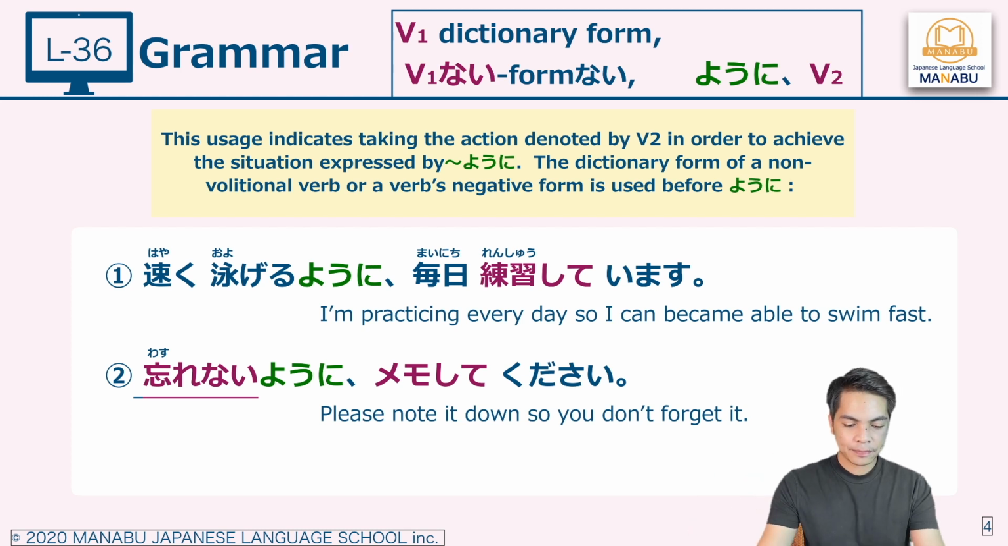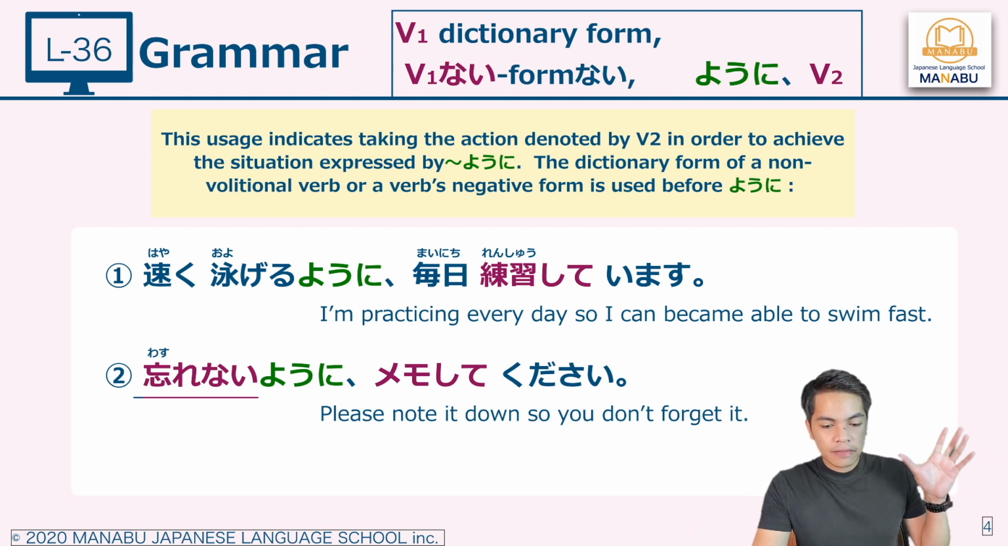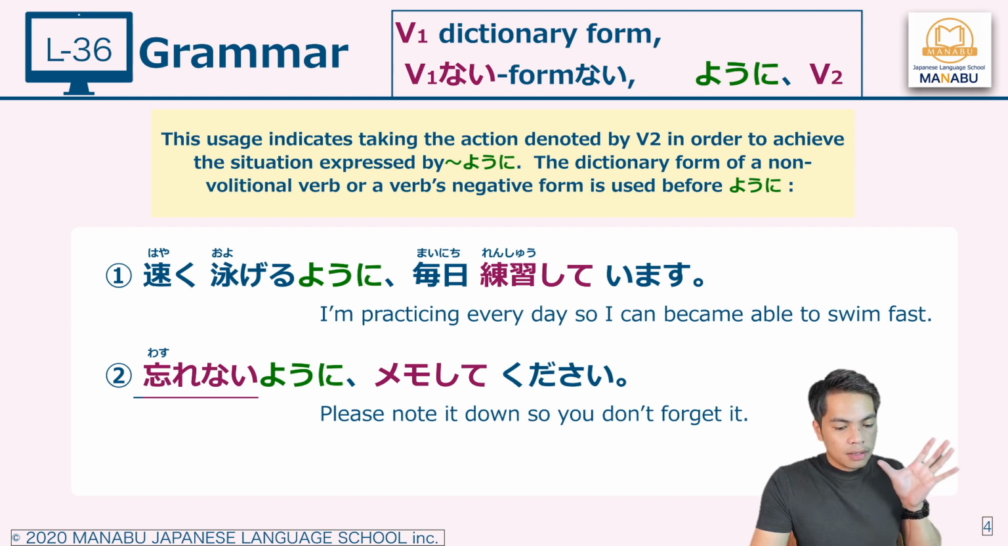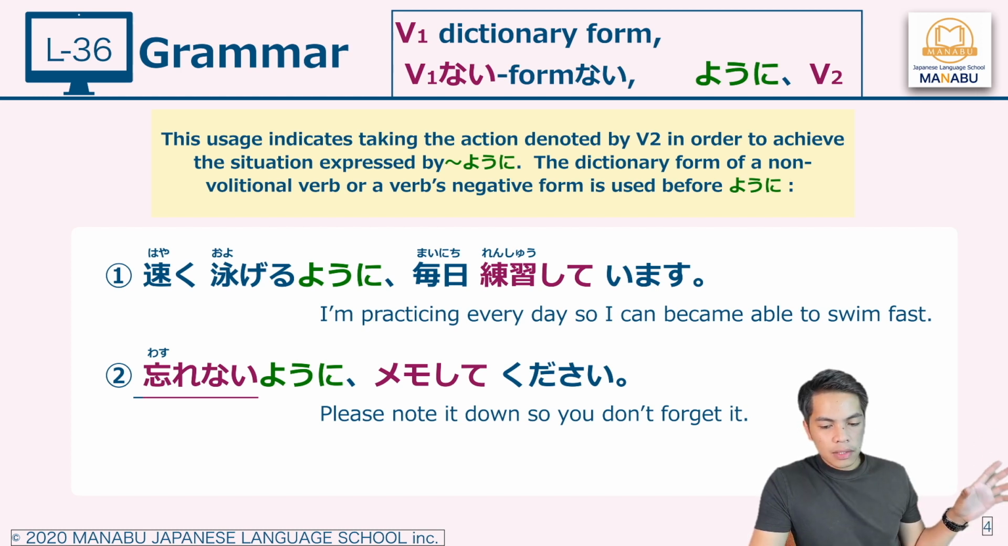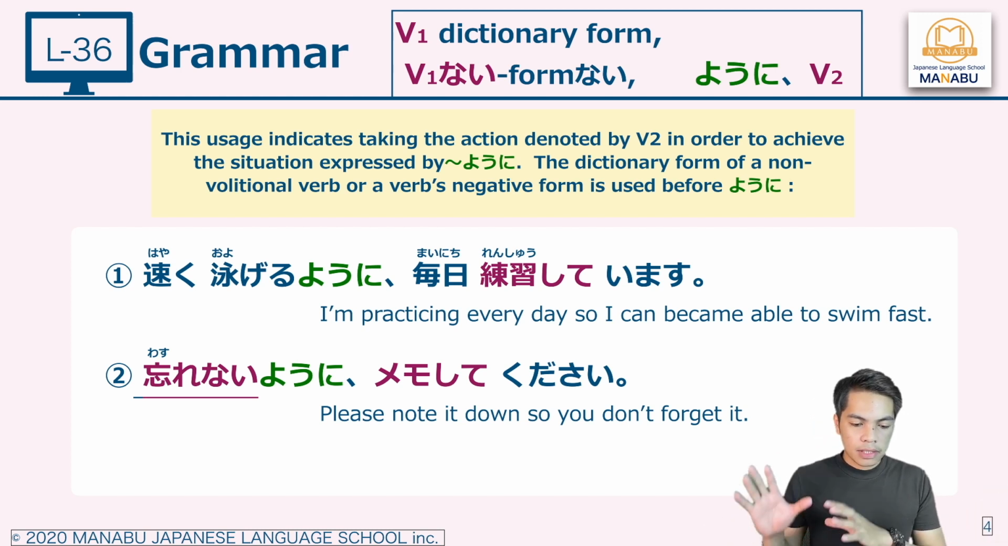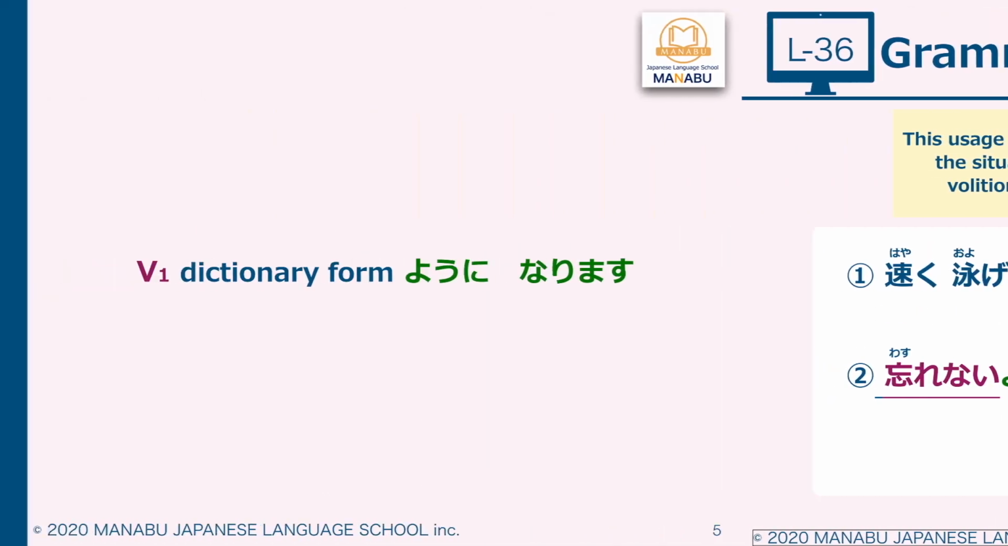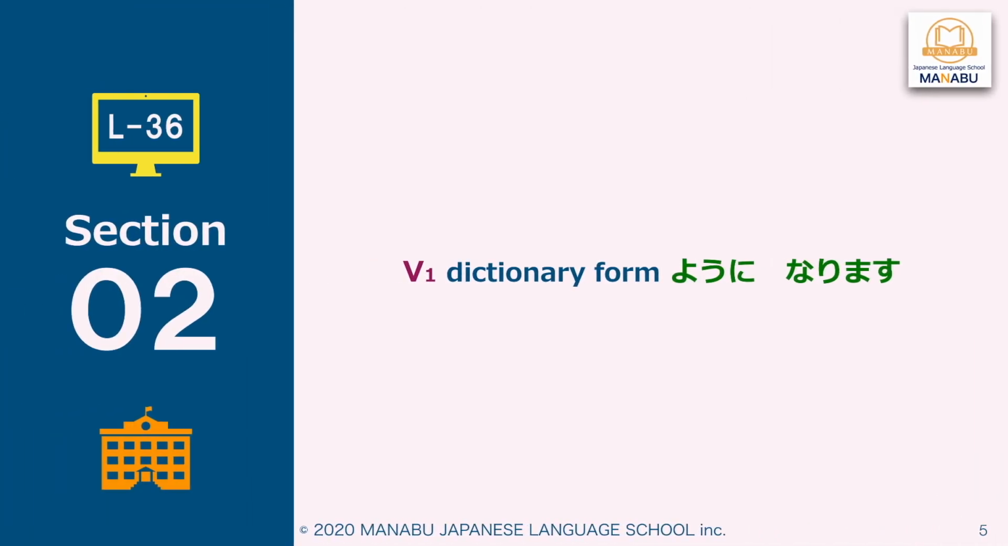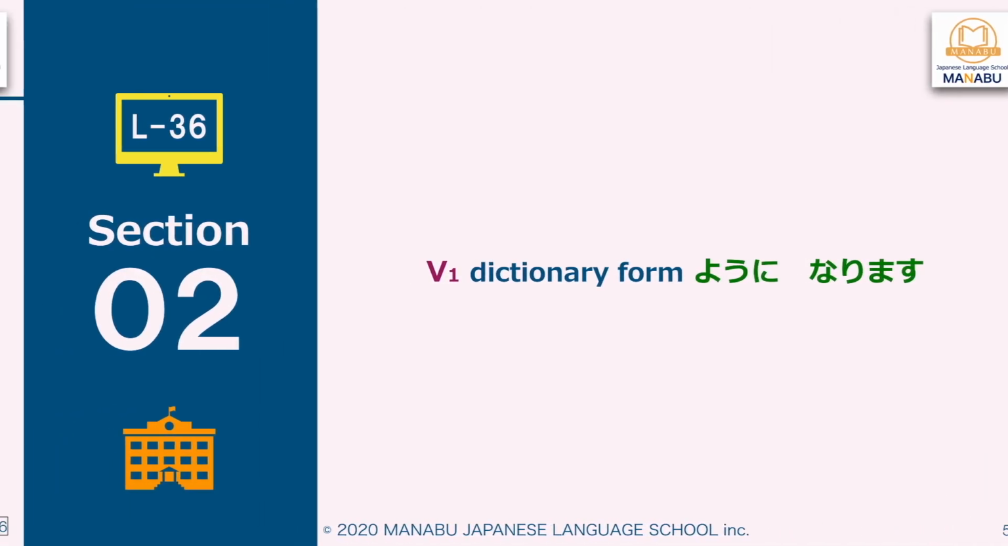Wasurenai yoni. So just remember these two patterns, the verb dictionary form. This is a non-volitional verb, dictionary form, yoni, and verb 2. In order to achieve the verb or the action denoted by the first verb, you must do the verb 2. You will do the action denoted by the verb 2 in order to achieve the situation expressed before yoni.